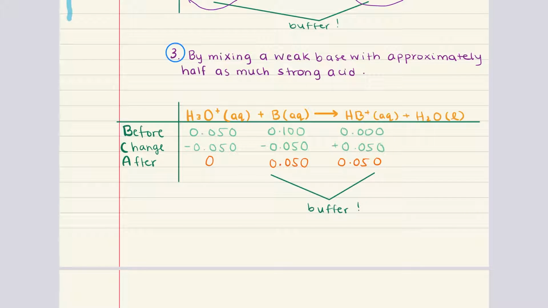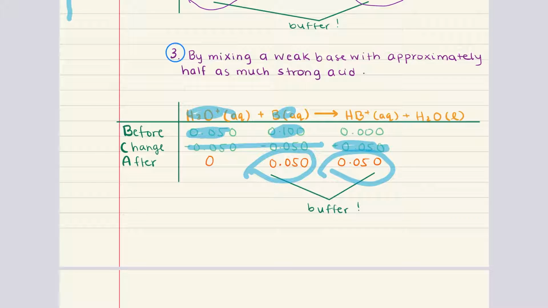Now, what's the last way to prepare a buffer solution? Buffers can also be prepared by mixing a weak base with approximately half as much strong acid. For example, if a solution contains 0.1 moles of a weak base and 0.05 moles of hydronium ions are added, the strong acid converts half of the base into its conjugate acid. This leaves us with equal concentrations of the weak base and its conjugate acid, creating a buffer.